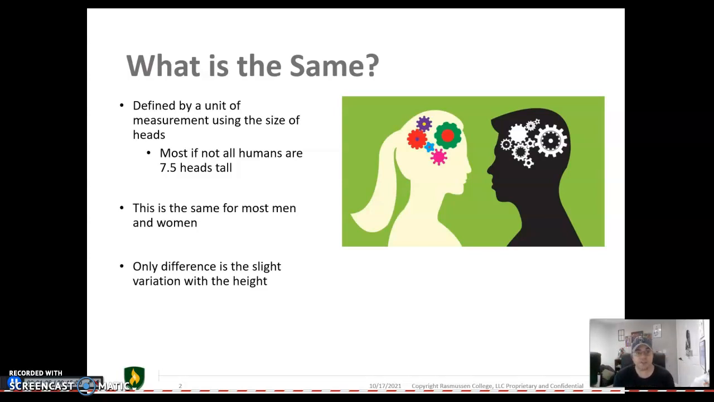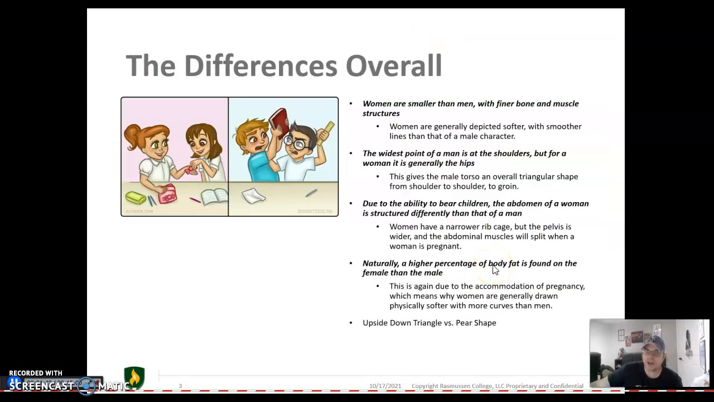And that's something that's really crucial. And this is the same for most men and women a lot of times. It's a weird measurement to use, but it actually works. It's really interesting. The only difference is a slight variation in specific elements of the height, but it's very minimal. So that's something to keep in mind, but yeah, that's what is the same.